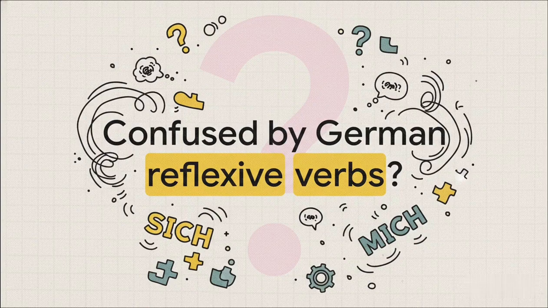Sound familiar? You're cruising through a German sentence, feeling pretty good about it, and then bam, a wild sich or mich appears out of nowhere. It can feel totally random, I get it, but I promise you, it's not. There's a really clear logic behind it, and that's exactly what we're about to uncover.